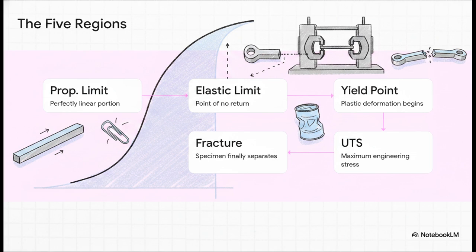Then, the elastic limit. This is absolutely crucial. It's the point of no return. Cross this, and the material is never snapping back to its original shape. Next up is the yield point, where permanent plastic deformation begins. The tension keeps building and building until we hit the ultimate tensile strength, which is the absolute peak stress the material can handle. Finally, the whole thing ends at the fracture point, where the material physically separates.